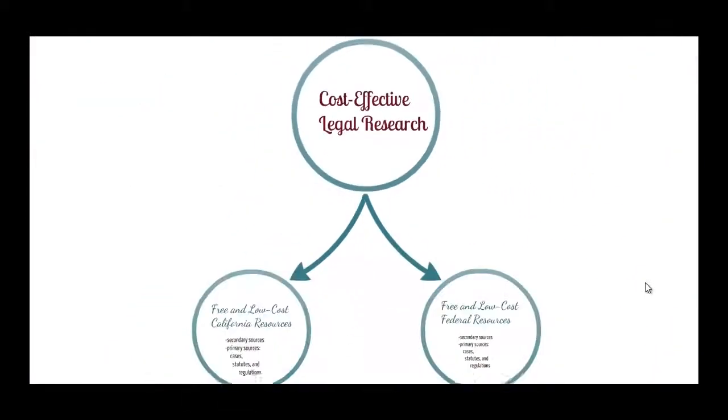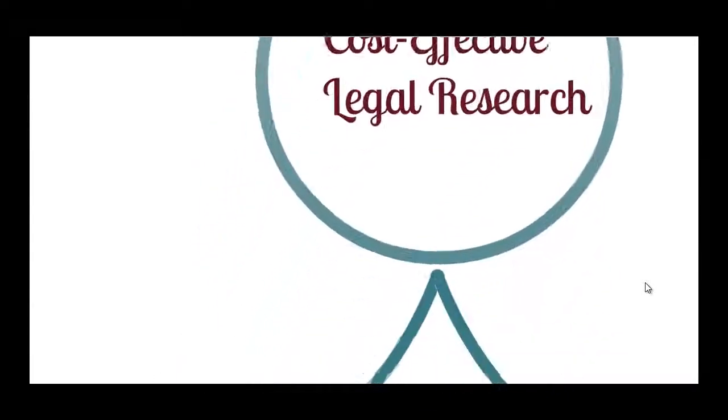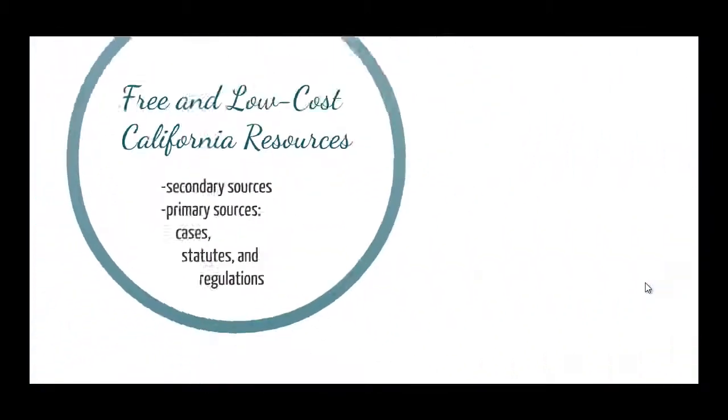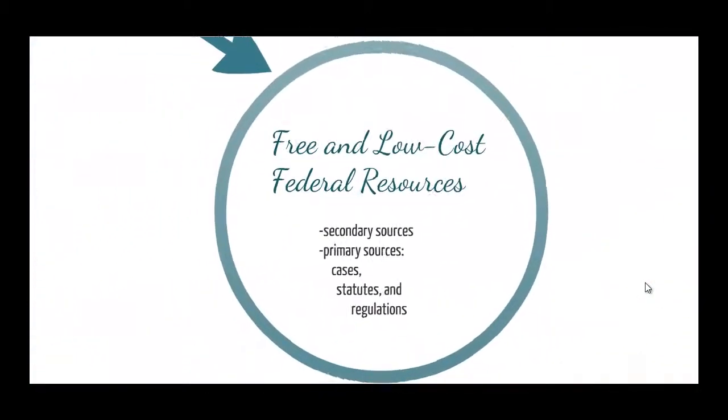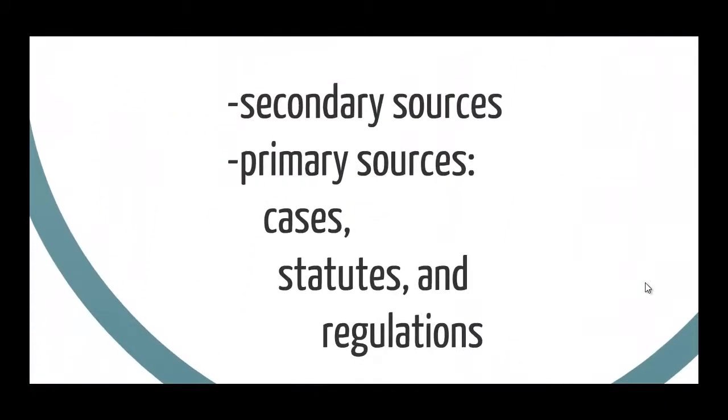This video is divided into two main sections. The first section describes cost-effective legal research for California law. The second section describes cost-effective legal research for federal law. We'll talk about California law first, starting out with secondary sources and then discussing free primary sources for California law.